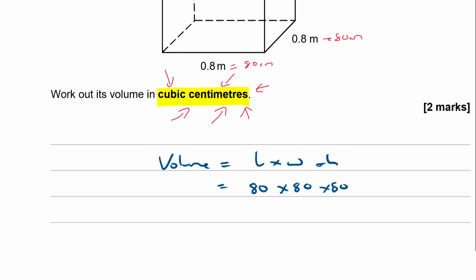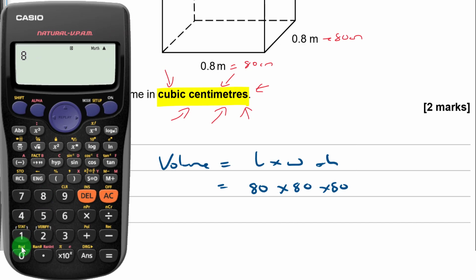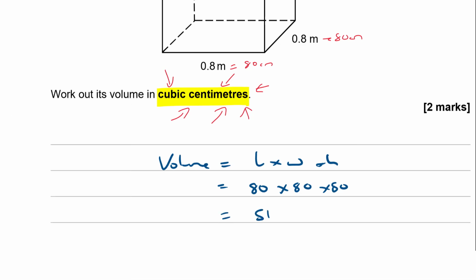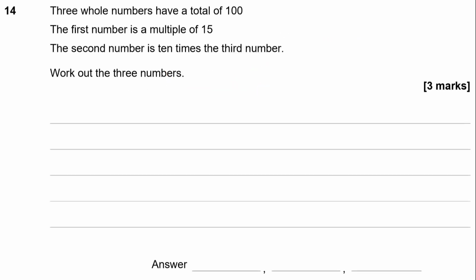Tap that into the calculator. 80, oh, I'm just going to use the power button. 80 to the power 3 is 512,000. So that's 512,000 cubic centimeters. 512,000.